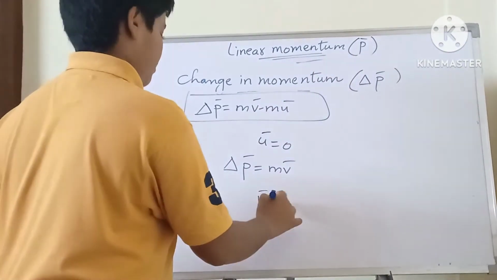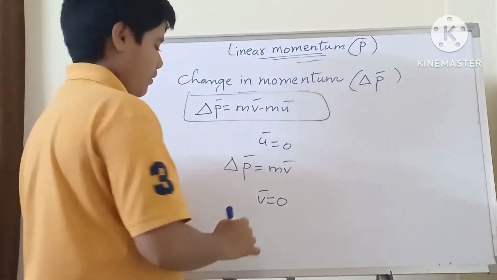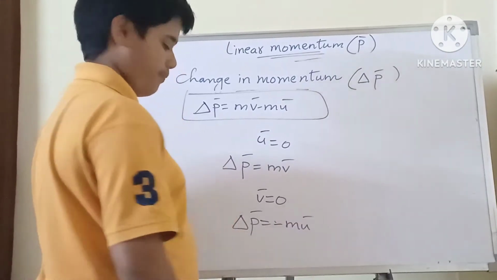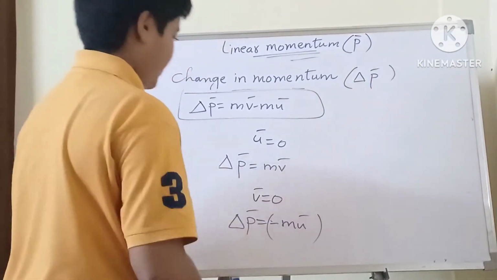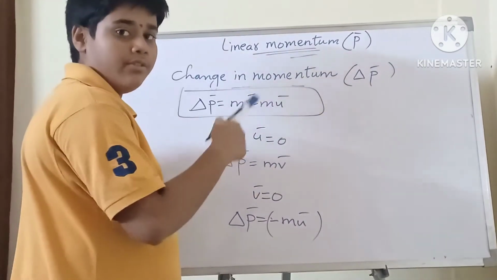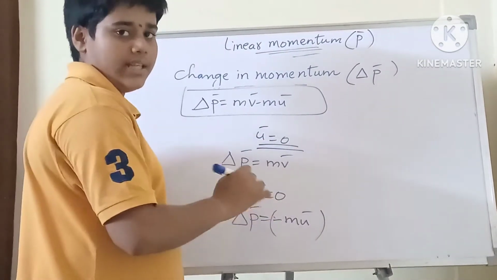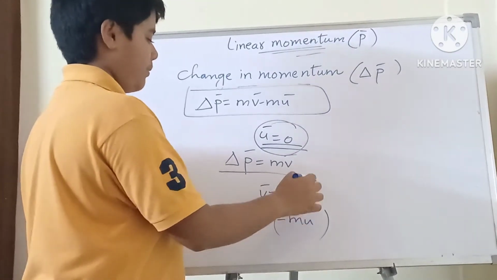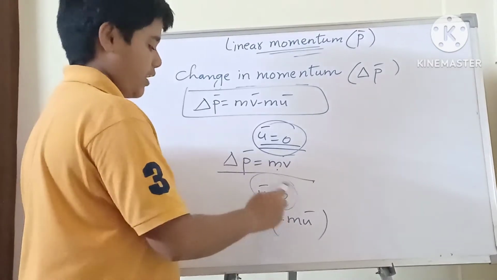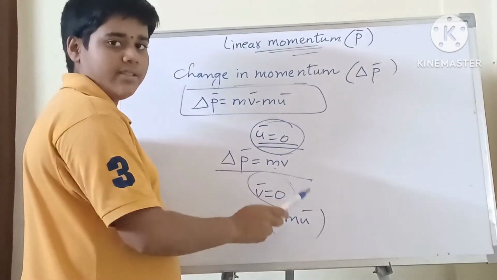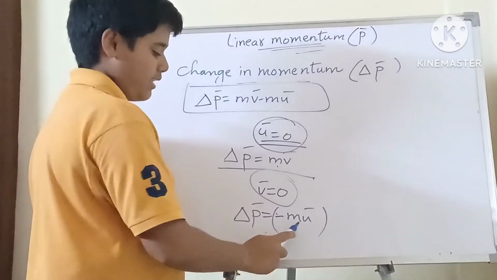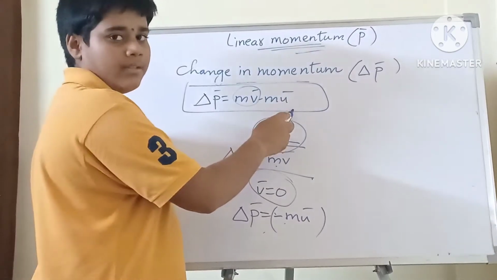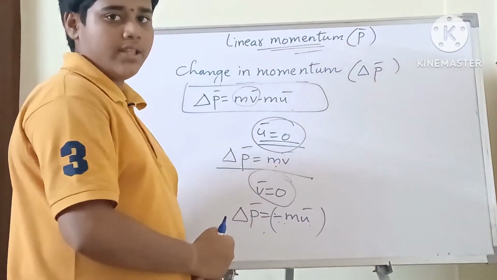If final velocity is 0, delta p bar is minus mu bar. This is from starting to rest. So initial velocity is 0, so delta p bar is mv bar. It comes to rest, which means final velocity is 0, so delta p bar is minus mu bar, because this becomes 0. 0 minus mu bar means minus mu bar. Okay.